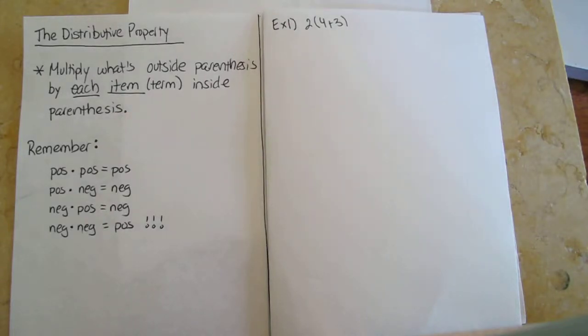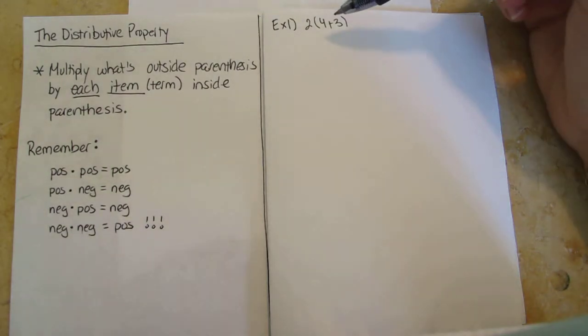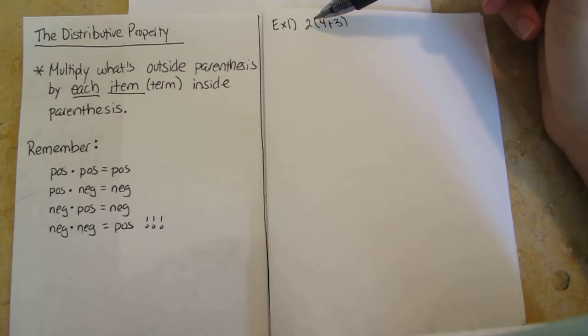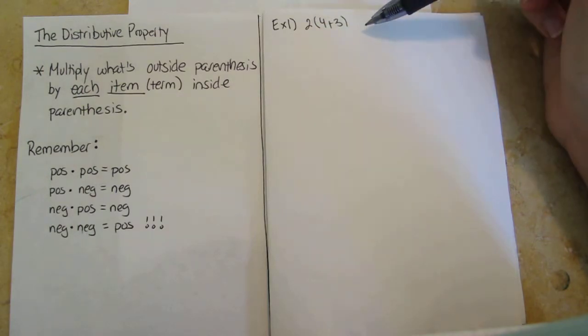Lesson 3 is called the distributive property. And before we jump into the distributive property, I want to go through another order of operations example. So in this example, we have 2 times the quantity 4 plus 3.